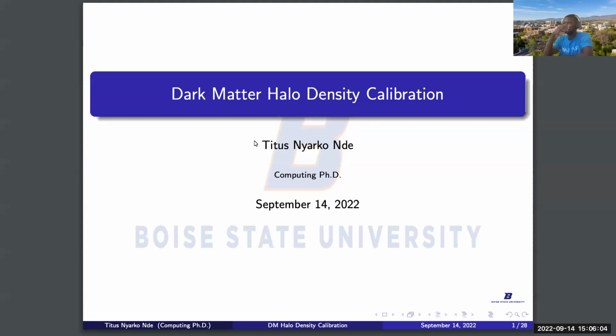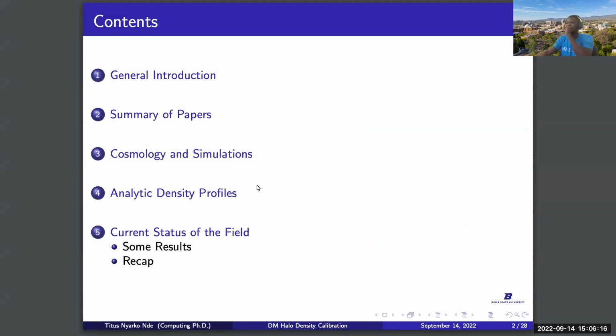Yeah, so today I'll be talking to you about dark matter halo density calibration. In this talk, I will take you through the following outline. We'll look at some general introduction, and then I'll give you a general summary of the seed papers I considered for my comp exam. Then we'll look at some cosmologies and simulations. We'll also have a look at some analytic density profile models that already exist in the literature. And then I'll take you through my computing artifact, what I am working on now.